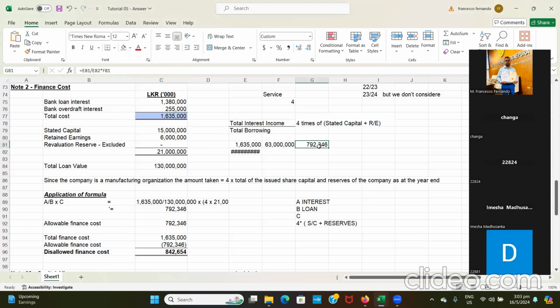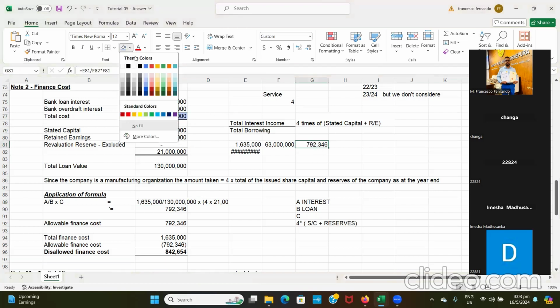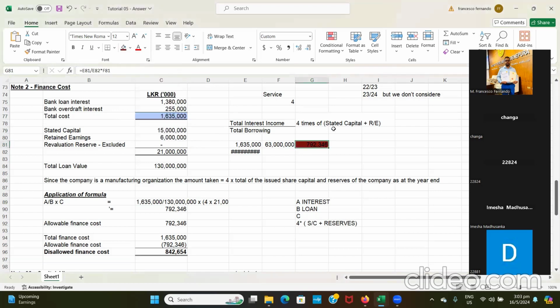Our total interest cost is this, but the allowable interest cost is this much. But this is wrong because this is multiplied by 3. We have to multiply by 4 and get it. So there will be a small change here, right? So you multiply and get that answer. From this total finance cost, we can deduct the allowable one and disallow the remaining portion.